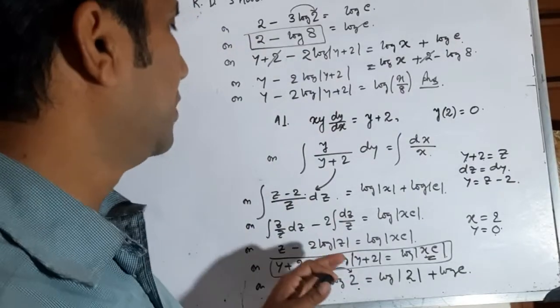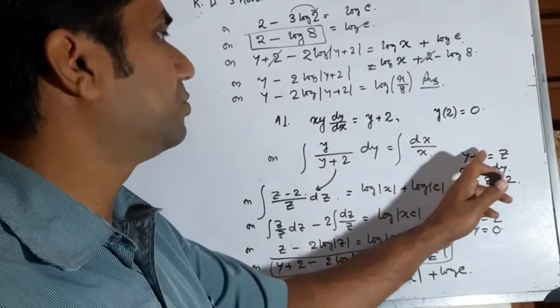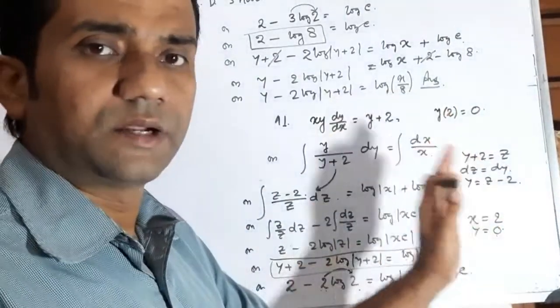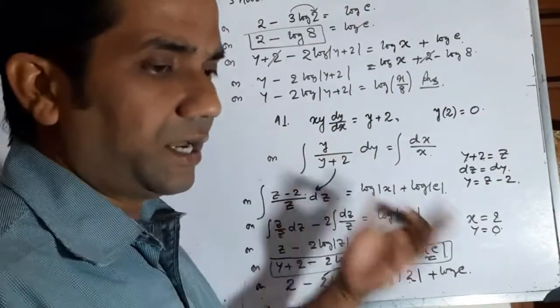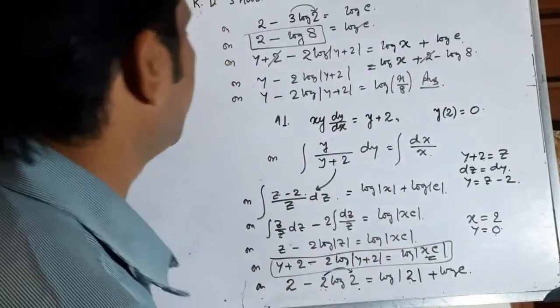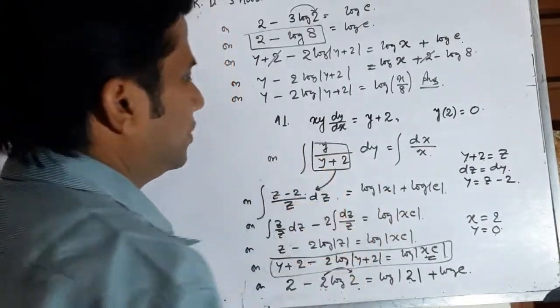Now I have already told you that this is a way where y + 2 = z. Now there is another way. Another way means you can do this integration in another manner. That means this is y by y + 2.